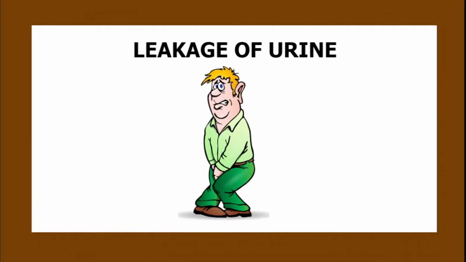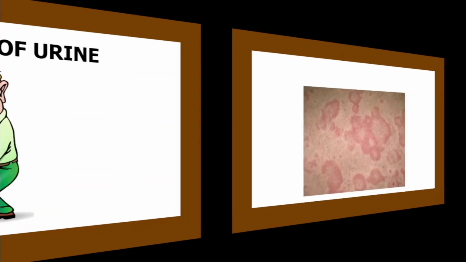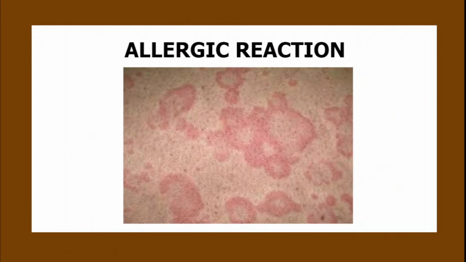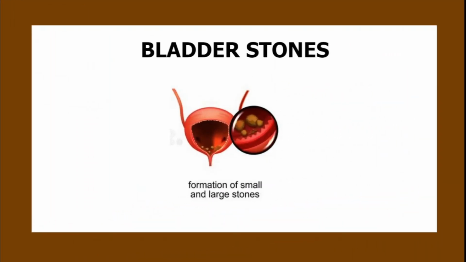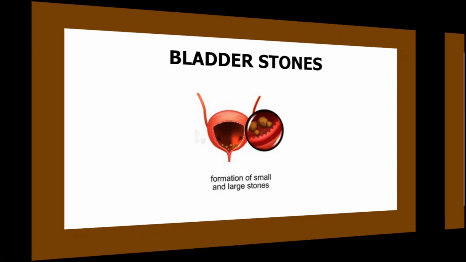Then the next is leakage of urine. If there is no proper inflation of balloon, the catheter can come out or there can be leakage of urine. Then there is allergic reaction. If the patient is allergic to latex or anything similar to that, there can be allergic reaction. The next is bladder stones. Bladder stones can be because there can be urinary retention, and this may cause bladder stones.